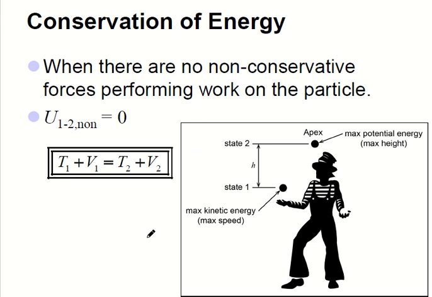Then we're going to get into where there are no non-conservative forces performing work on the particle. For the non-conservative term, there is nothing, so therefore 0. And you're going to have potential, kinetic, and then potential is equal to kinetic and then the potential. That's the initial and that's your final situation.